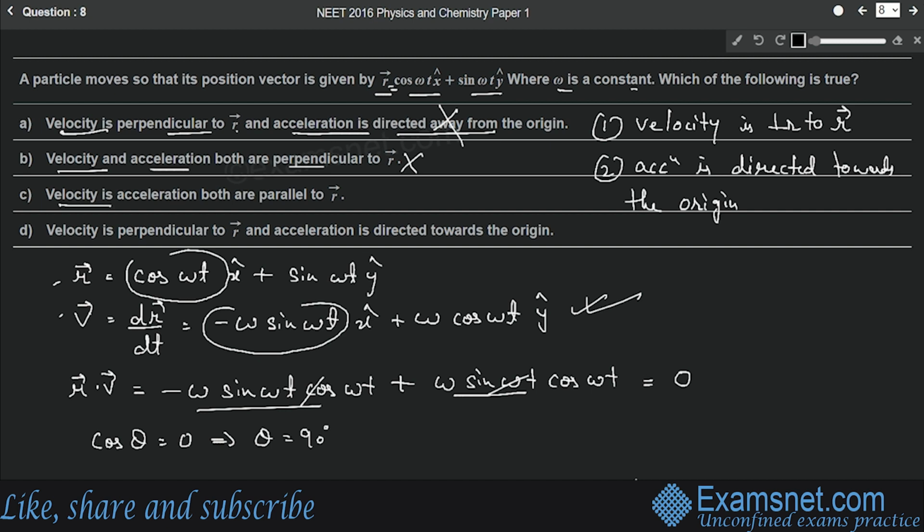Third option is velocity and acceleration both are parallel. This is also incorrect, because velocity is perpendicular, okay, not parallel. Then the last one is velocity is perpendicular to vector r. Yes, and acceleration is directed towards the origin. Yes, this is also true, because position is directed away from the origin, so acceleration is directed towards the origin, opposite. So option D will be the correct answer.